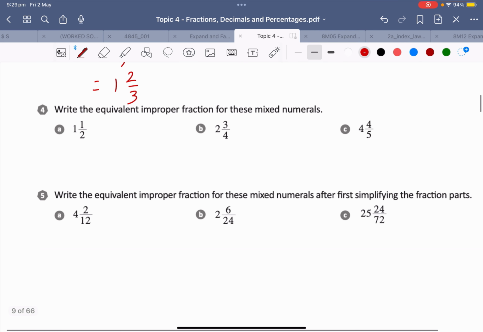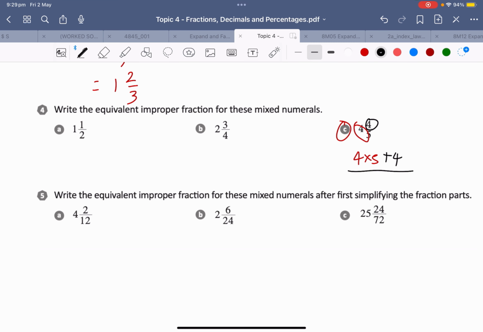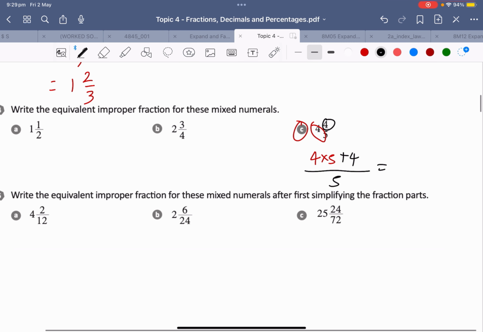Now let's be smart about this. Next one, question C, because I'll do the hardest one for you. 4 times 5, and then I do the plus 4, all divided by 5, because that's how many fifths are in a 4. So 20 plus 4/5, or 24 over 5.